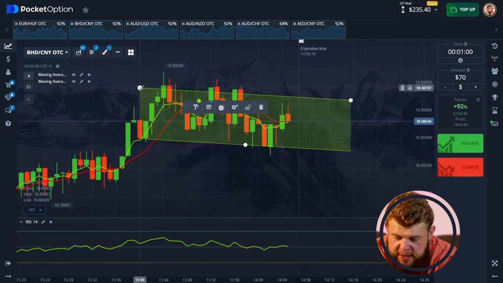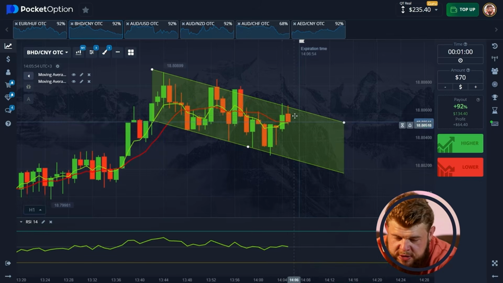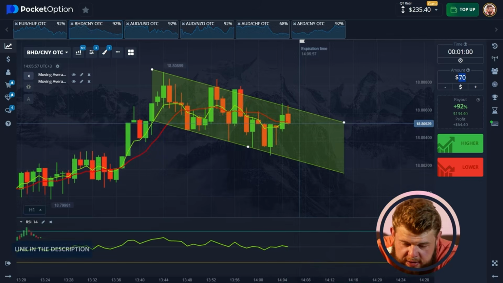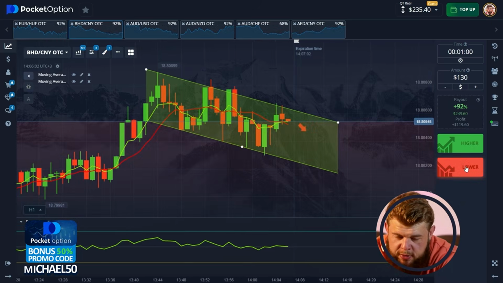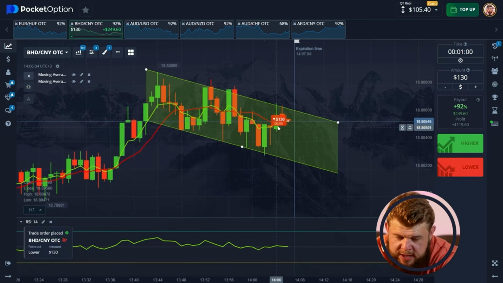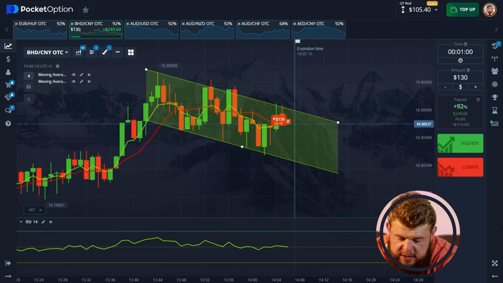Let me draw for you the downgoing channel so that you can clearly see what we're going to do. As you can observe right now, price is hitting the upper edge of the downgoing channel, so let me open sell position because we're expecting to receive the pullback reaction from the upper edge of this downgoing channel, and that's it.